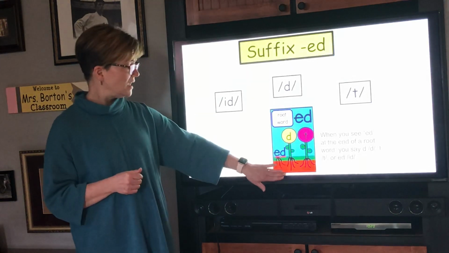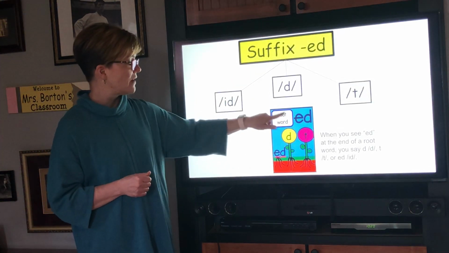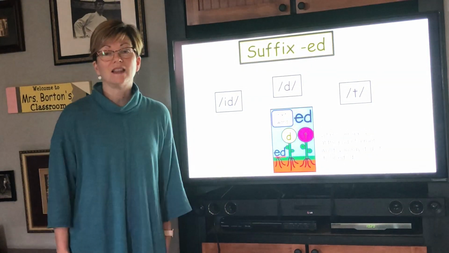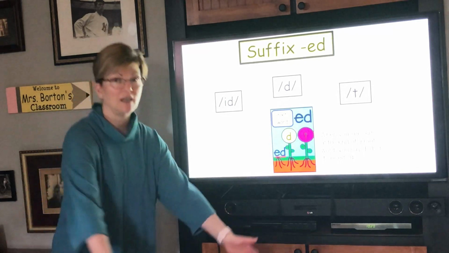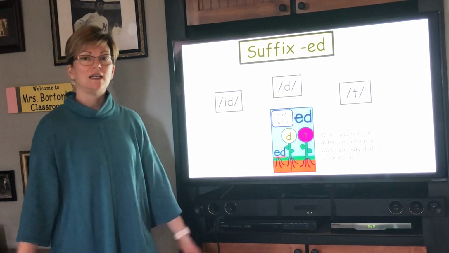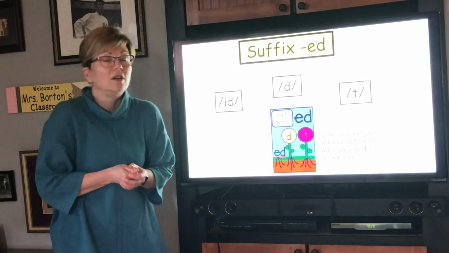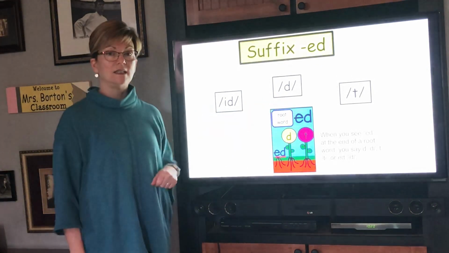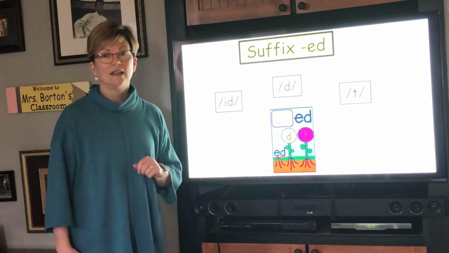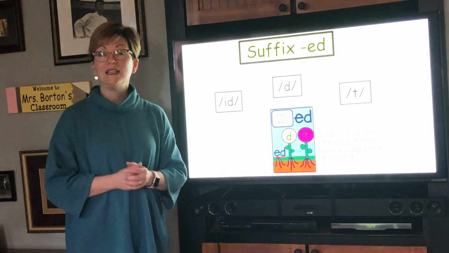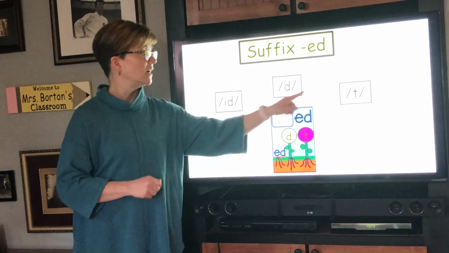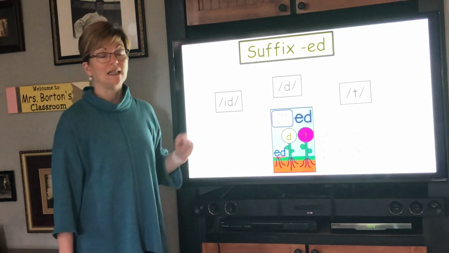But the chant has this great visual. You'll see it'll have a root word, and ed shows up at the end of a root word. So my chant looks like this. When you see ed at the end of a root word, it says d, duh, or t, t, or ed, id. That's it. When you see ed at the end of a root word, it makes three sounds. It says d, duh, or t, t, or ed, id.